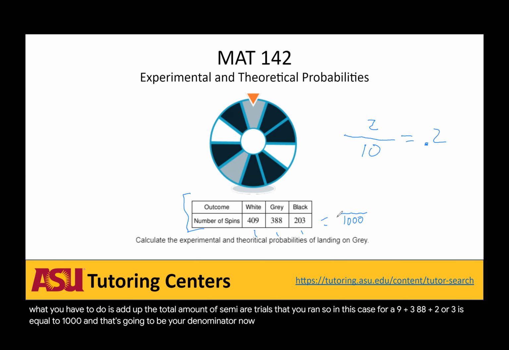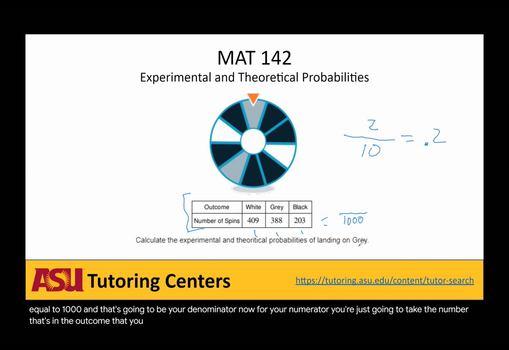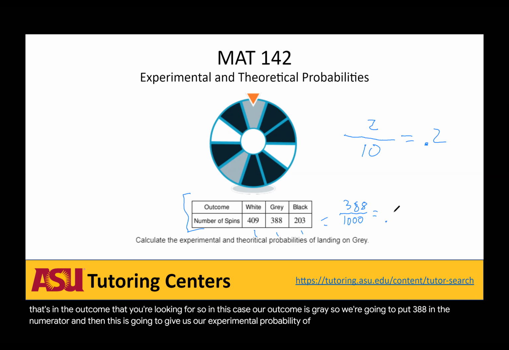Now for your numerator, you're just going to take the number that's in the outcome that you're looking for. In this case, our outcome is gray, so we're going to put 388 in the numerator. And this is going to give us our experimental probability of 0.388.